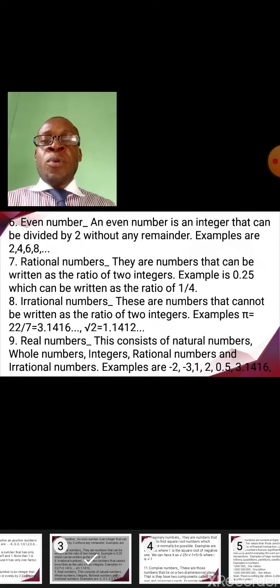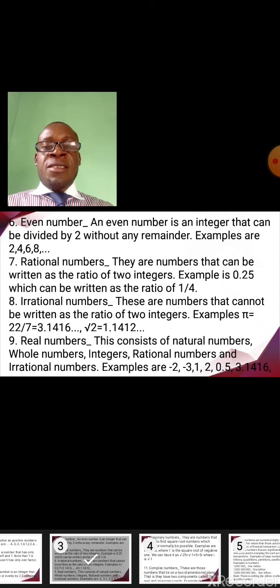For example, 0.3333. That's an example of a rational number because it is recurring. Another example of an irrational number is the square root of 2, which is equal to 1.4142, which is continuous.